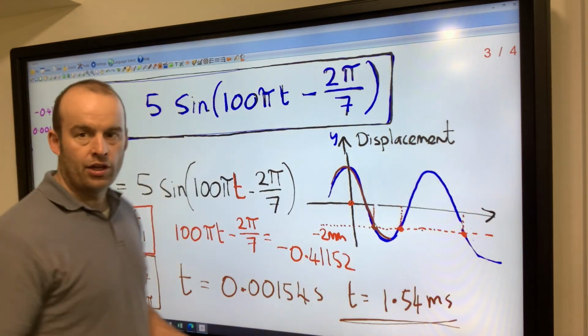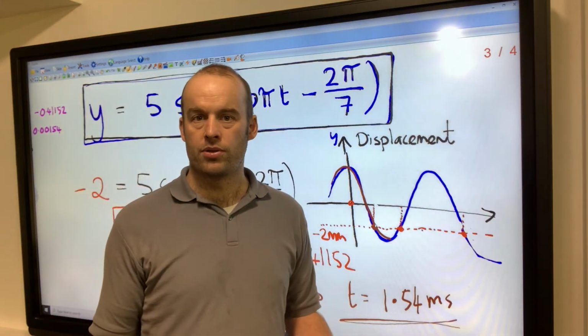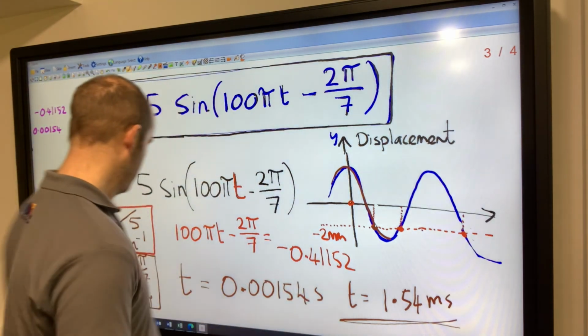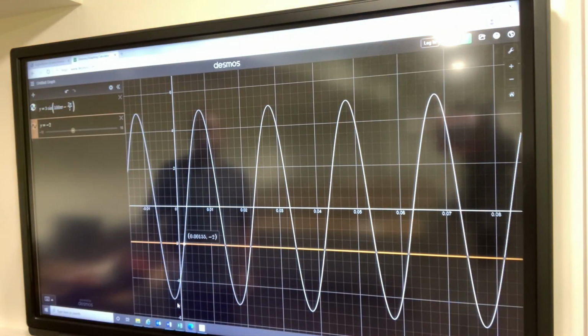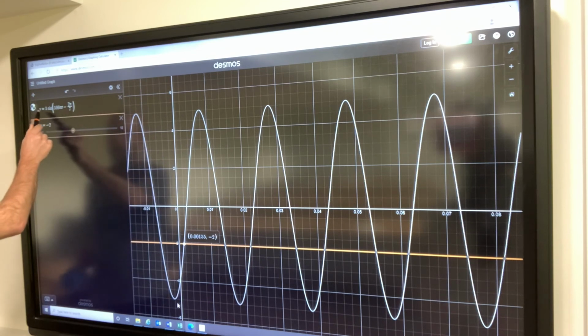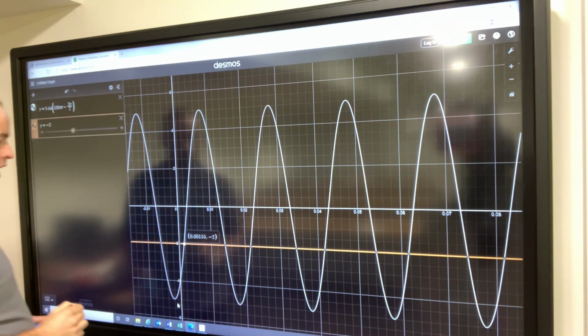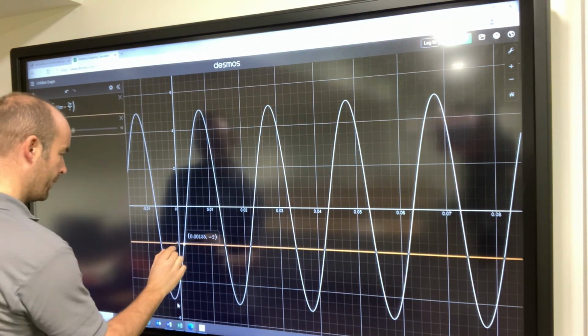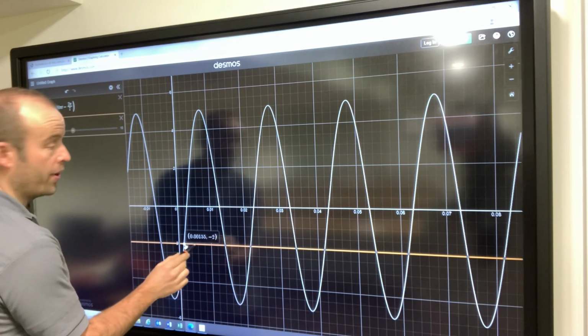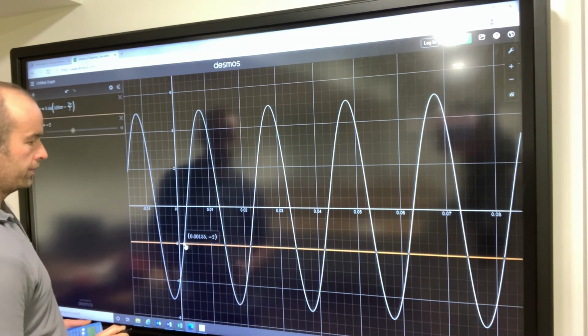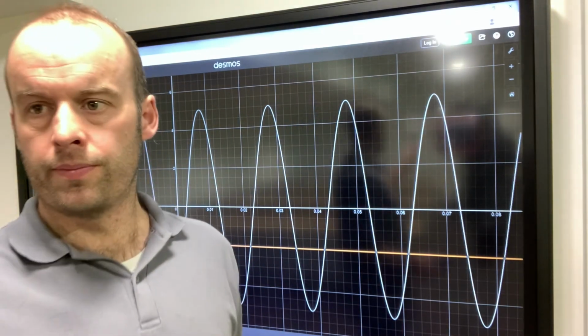So we're going to check that using a website called Desmos, and I should get commission for this. So here it is. Now you can't see that clearly, that's y equals 5 sine bracket 100 pi t minus 2 pi over 7, okay? So the time at which it's there, and that is confirming what we've got, okay? So that's it.